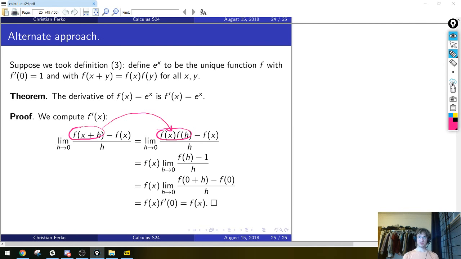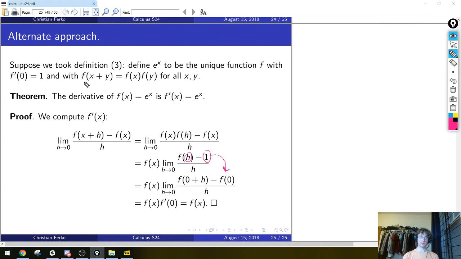Okay. After you've done that, f of x is a constant with respect to h, so I pull that out. Now we still have to prove that this limit as h goes to 0 of f of h minus 1 over h exists. This is the thing that we did before with Bernoulli and the lemma, which was a lot of work. In this universe, that's only 2 lines. How do you do it? Well, you write h as 0 plus h, and then you use that f of 0 must be 1.